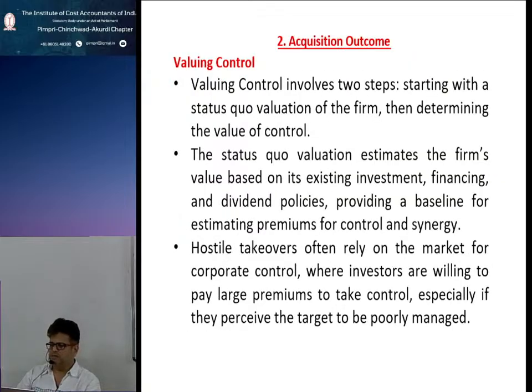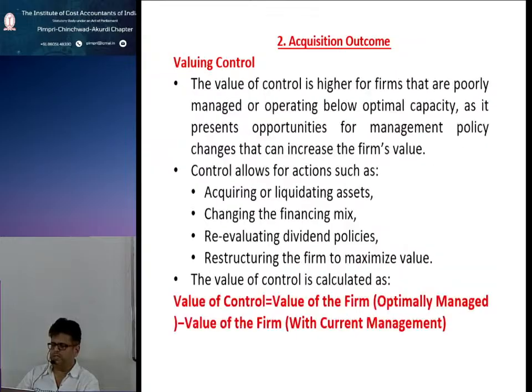Then comes the concept of valuing control. So valuing control involves two steps. One is starting with the status quo valuation of the firm, then determining the value of control. So the status quo valuation estimates the firm's value based on its existing investment, financing and dividend policies, providing a baseline for estimating premiums for control and synergy, whereas hostile takeovers often rely on the market for corporate control, where investors are willing to pay large premiums to take control, especially if they perceive the target to be poorly managed.